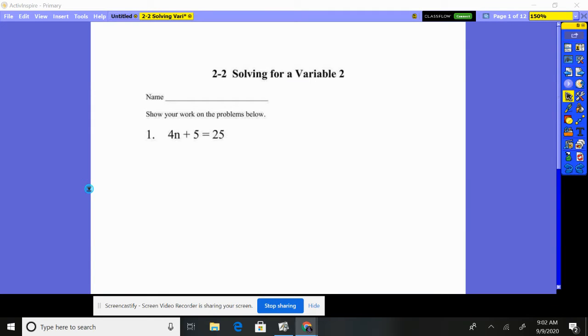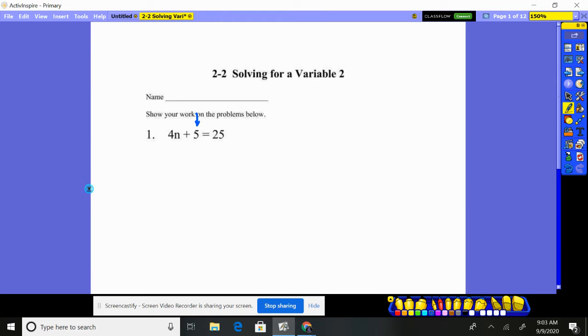All right, we're going to take a look at this 2-2 solving for a variable, the second part. This is more than one step. Okay, it's two steps in these situations. What we're going to do is we always want to move all variables to one side, all numbers to the other. So in this first part, problem 1, it says 4n, variable piece, plus the number 5 equals the number 25. So I want to move that 5 over to the other side to be with the other numbers.